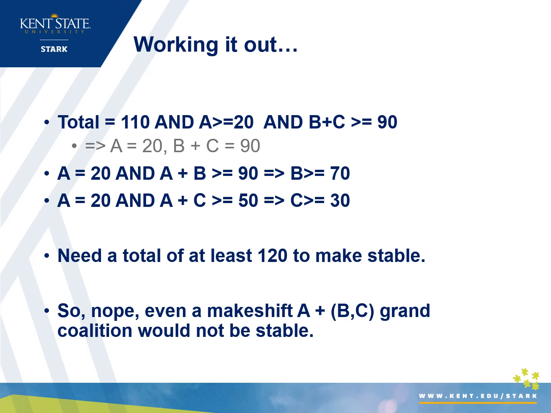Right? So even this kind of makeshift A by themselves, B, C coalition, that kind of Grand Coalition, this would not be stable. Right, so it turns out there isn't really a good way for us to get a stable combination. Right?